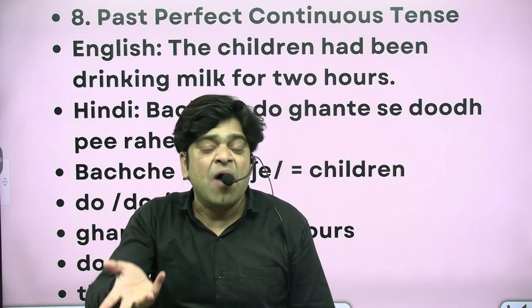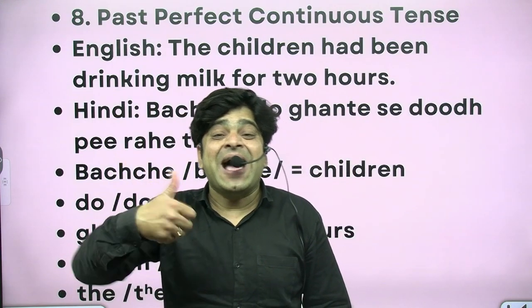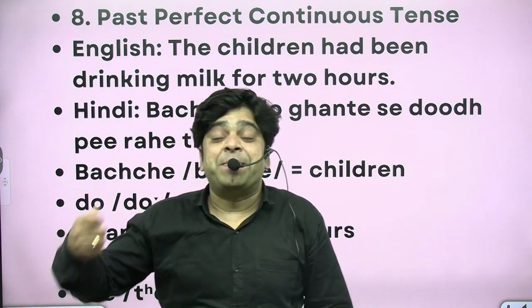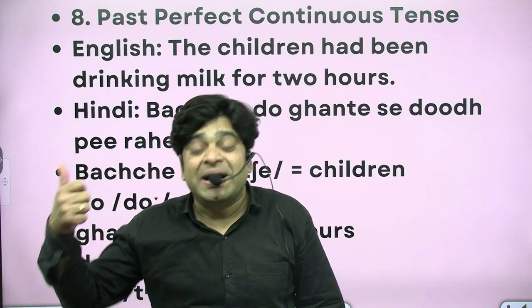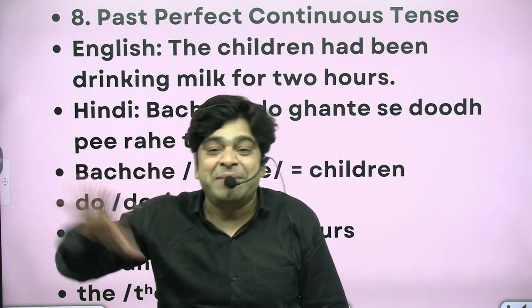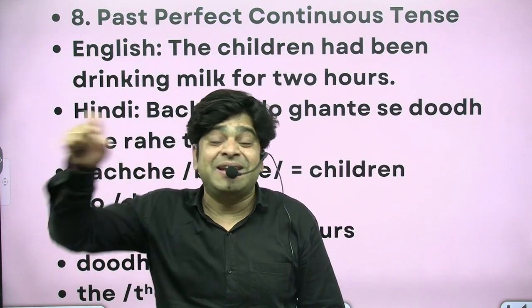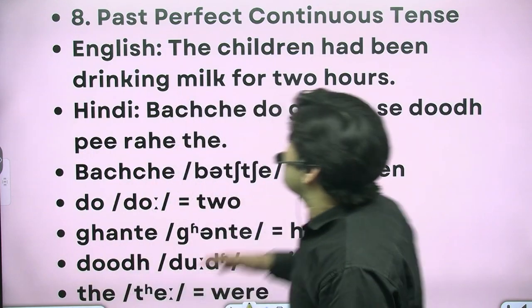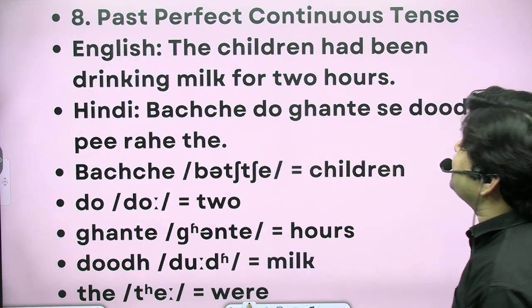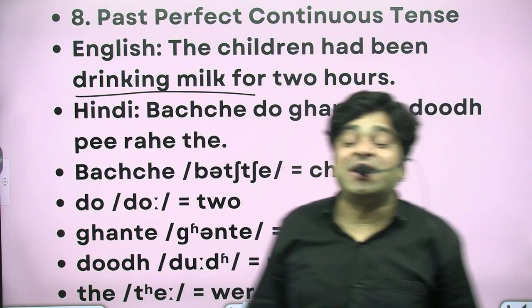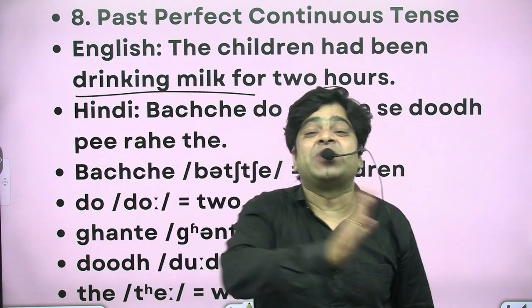Next, the last one for past is past perfect continuous. Like present perfect continuous, he has been drinking water; past perfect continuous, he had been drinking water. At a particular point of time, something had been continuing, something was being done continuously till that point of time. Same way, see, the children had been drinking milk for 2 hours when I saw them. Got it?